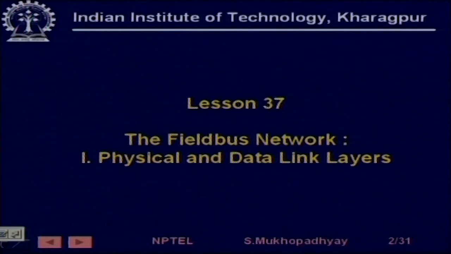In this lesson, we shall be talking about a computer network, or rather a network of intelligent devices which are used for industrial automation. So, it is a digital computer communication network. However, the various devices which talk on this network are the devices used for automation. For example, it can be a sensor, or a controller, or an operator station.